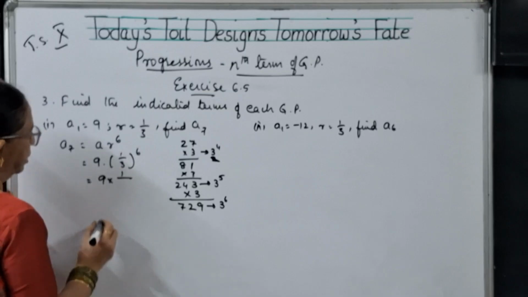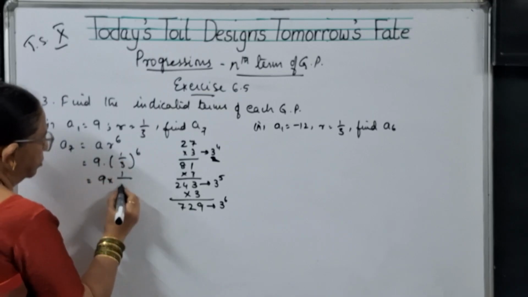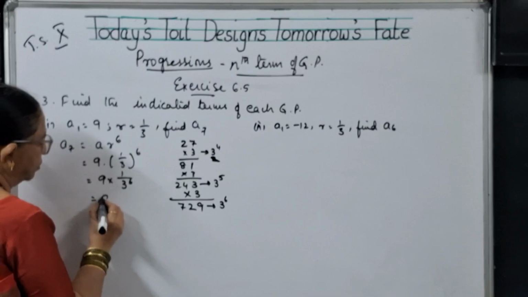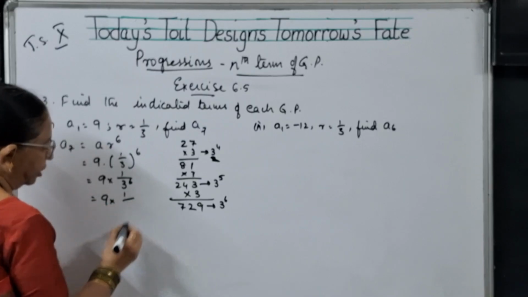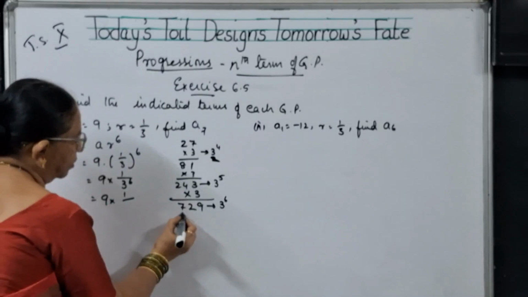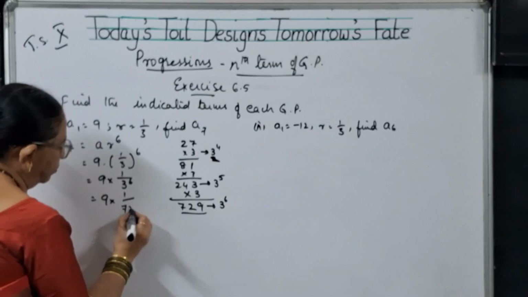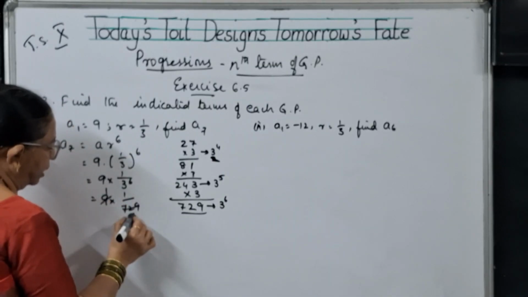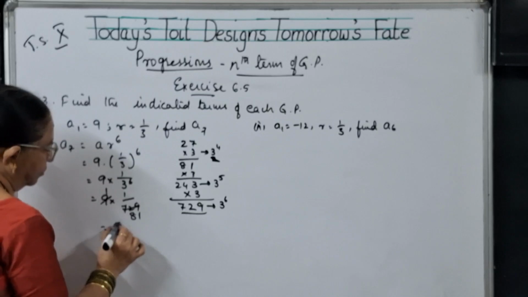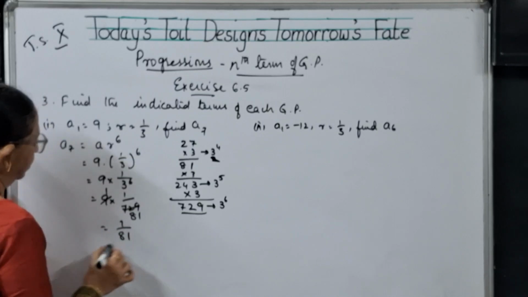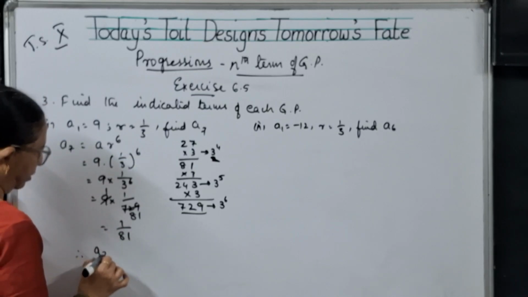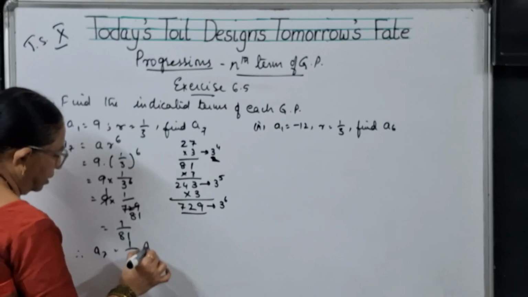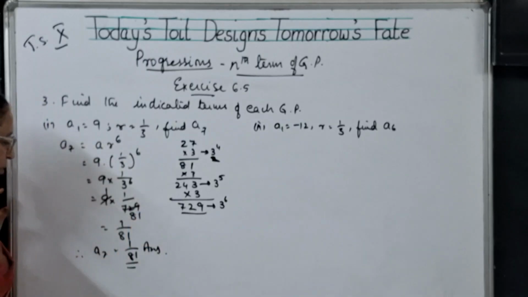So this can be written as 9 into 1 by 3 whole to the power of 6, which is 9 into 1 by 3 to the power of 6. How much did I get? 729. 9 ones are 9, 9 eights are 72, 9 ones are 9. So 1 by 81. Therefore, A7 is equal to 1 by 81 is the answer for this bit, children.